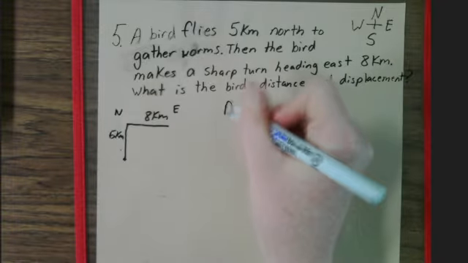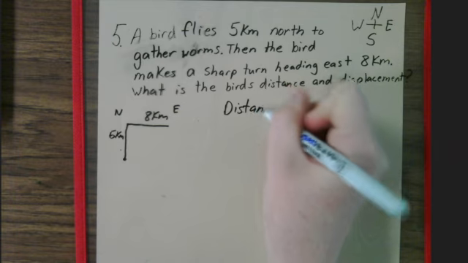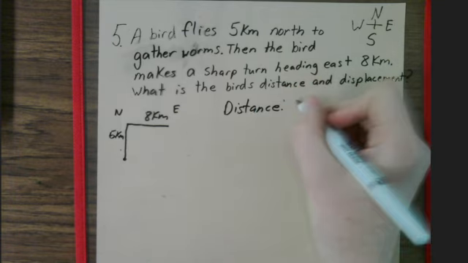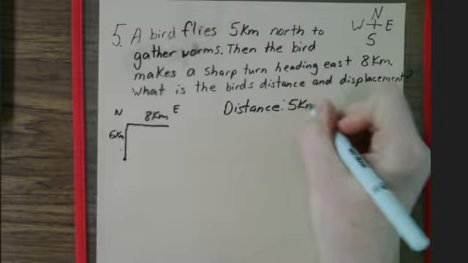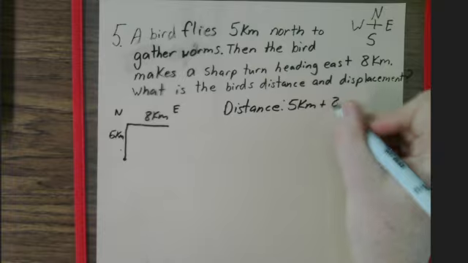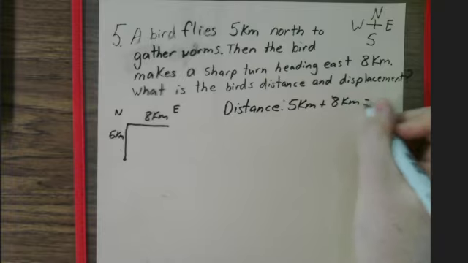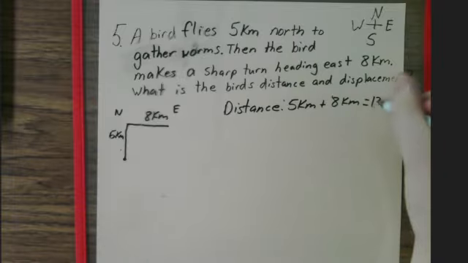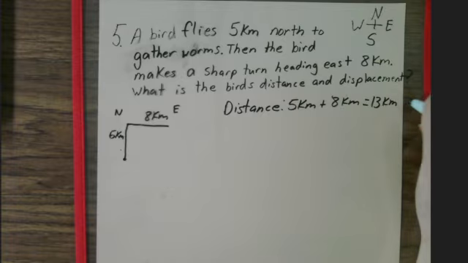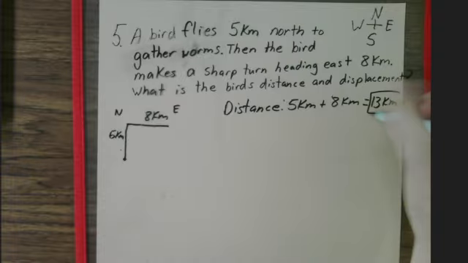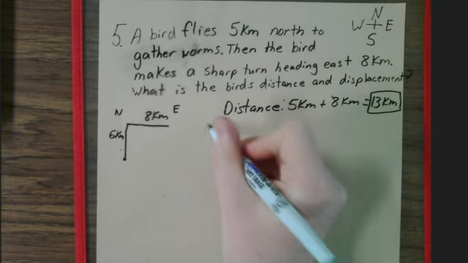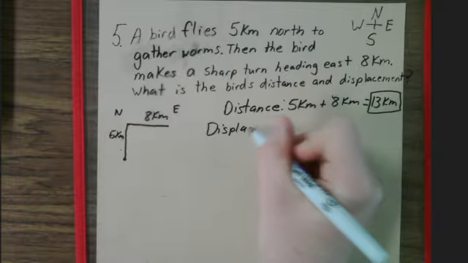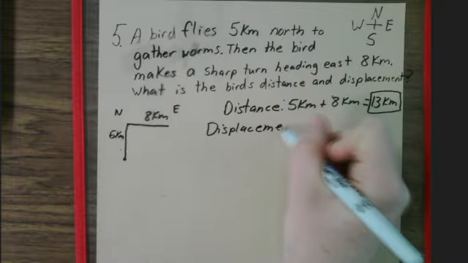So let's do distance. We're going to add these two together. 5 kilometers plus 8 kilometers is equal to 13 kilometers. Here is our distance. Now displacement, we've been doing different things for the previous problems.